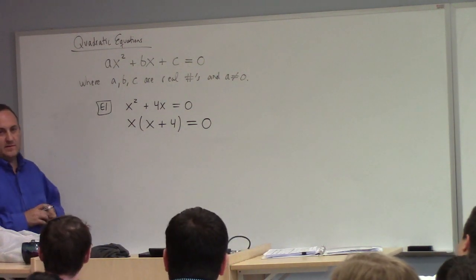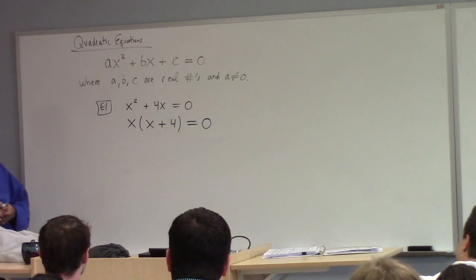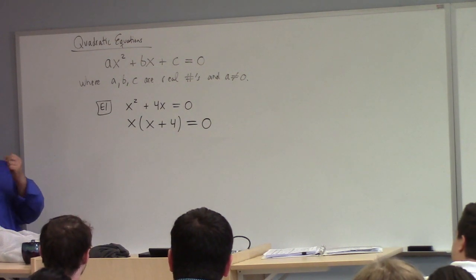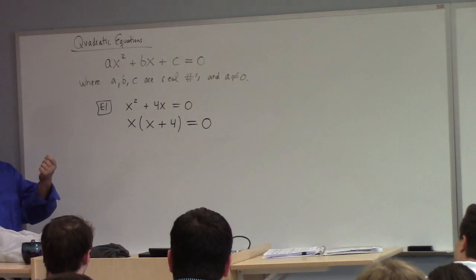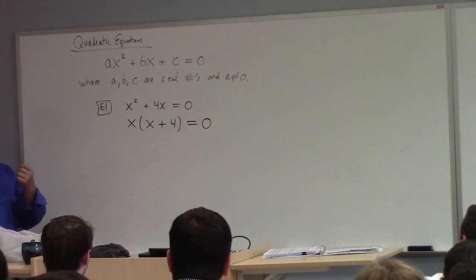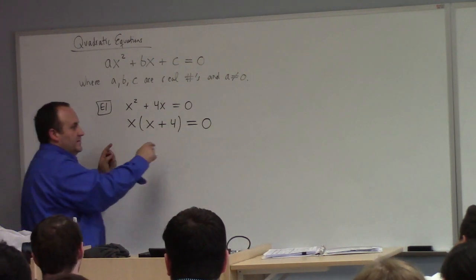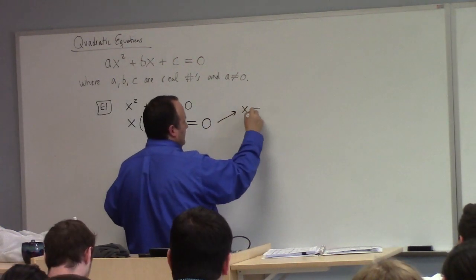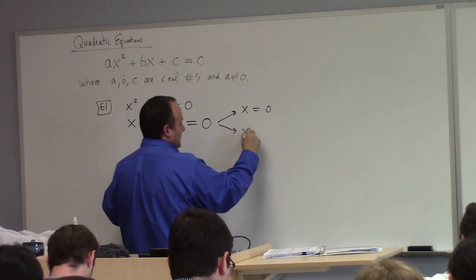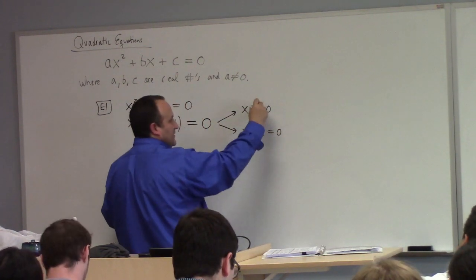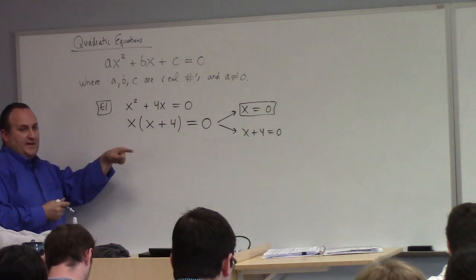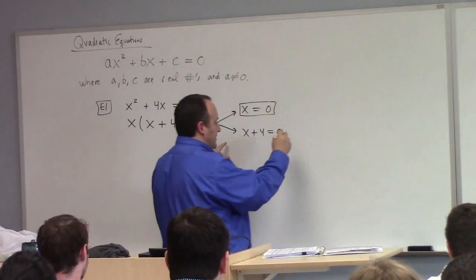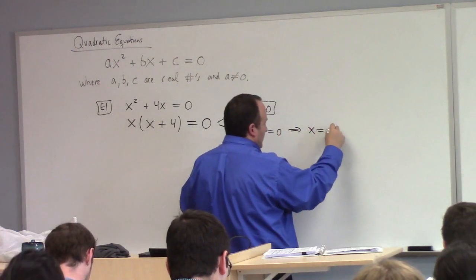Now, logically, why is this helpful? What is a property of real numbers? You have the product of two real numbers equal to 0. What can we say? One of them, or the other, or both, must be 0. So this tells me that either x is equal to 0, or x plus 4 is equal to 0. Now x equals 0, game over, there's a solution. But on the other one, I have to do a little bit more work. This tells me x is equal to minus 4.